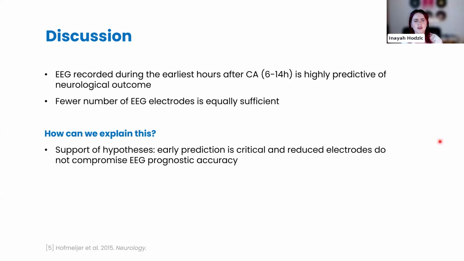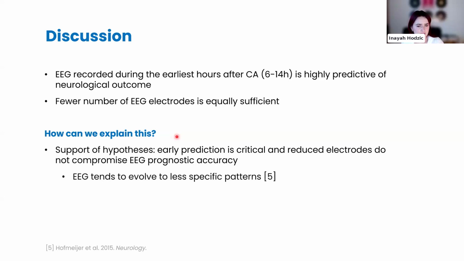And how can we actually explain this if we look at the neurobiologic core of this? In fact, it's a support of earlier hypotheses that exist in research. So the idea that early prediction is very critical and that reduced electrodes do not compromise EEG prognostic accuracy, something that was hypothesized for a very long time and proven in the context of visual inspection.